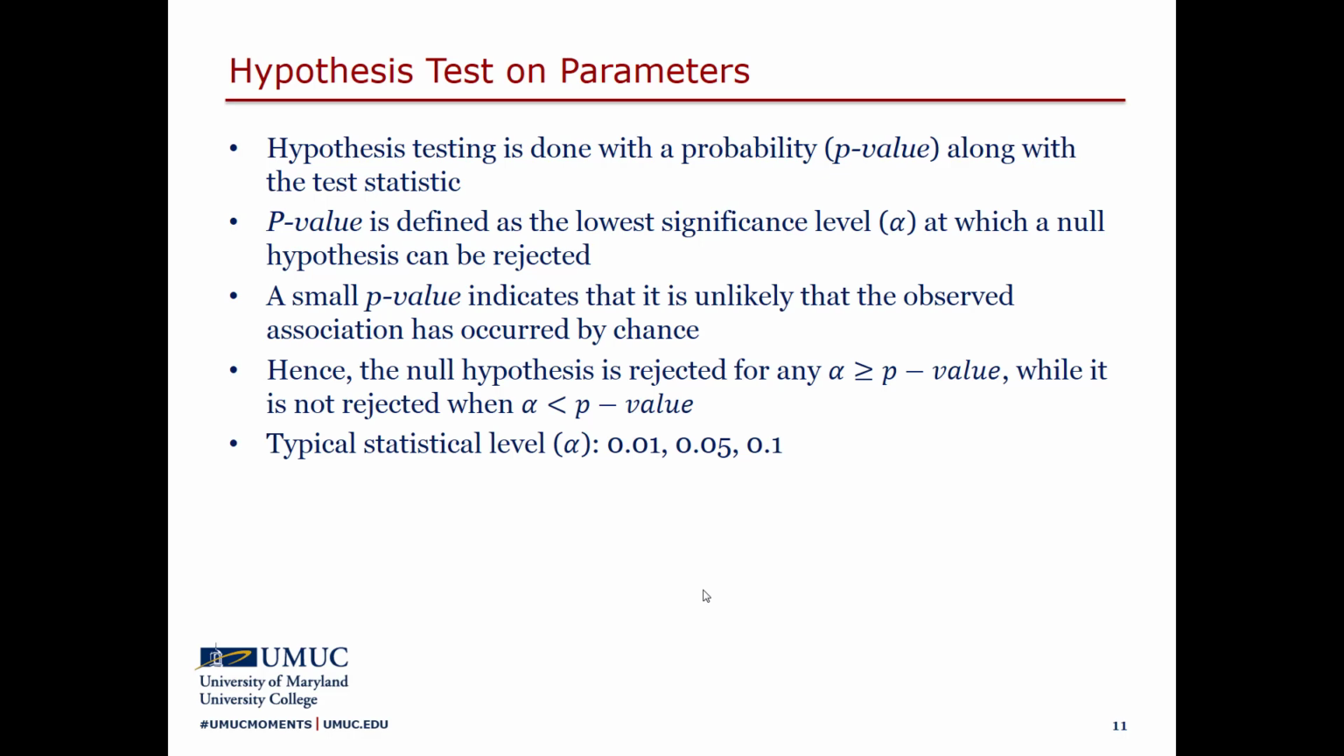Again, for that confidence level, the null hypothesis is rejected when the p-value is smaller than alpha, and it is not rejected when it is greater. So for the 95% confidence level, if the p-value is greater than 0.05, then you cannot reject the null hypothesis, so basically it is statistically insignificant.